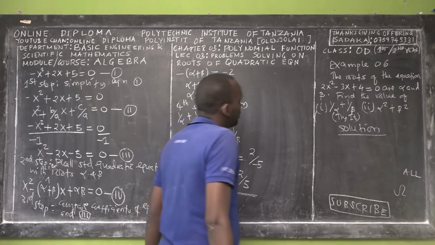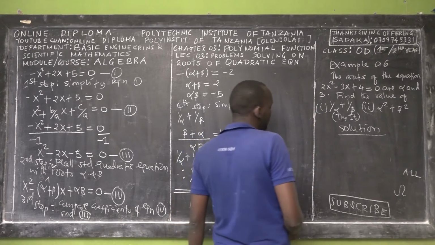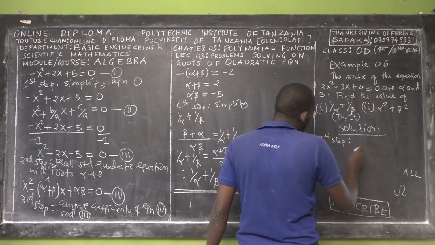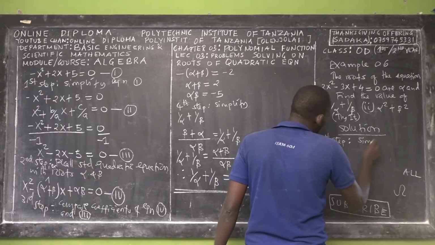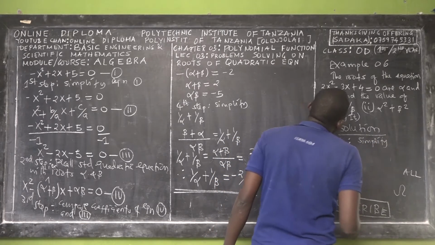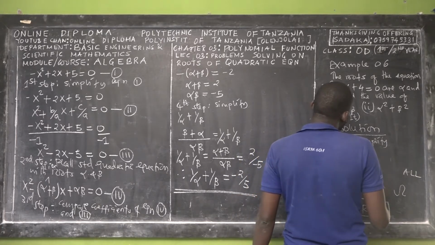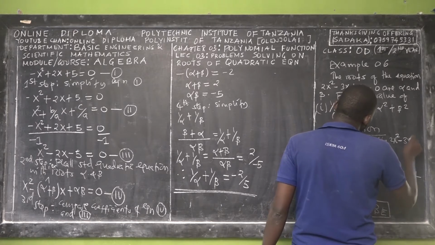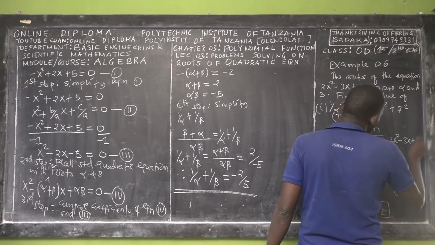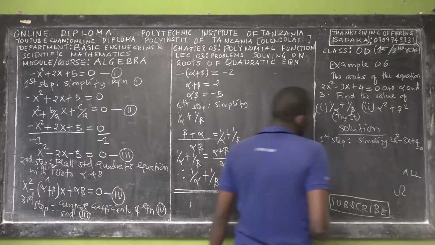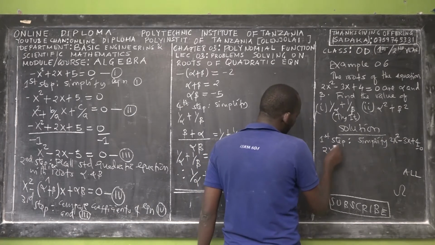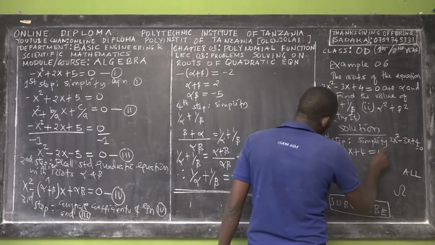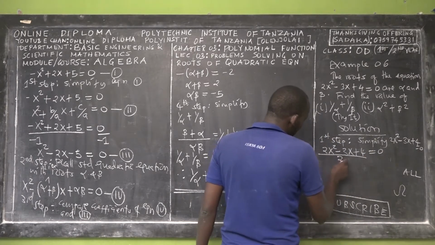The solution will be given for this quadratic equation. So you have to follow all the steps that I taught you. Let's say, simplify the given quadratic equation 2x squared minus 3x plus 4 is equal to 0. So how do we simplify? We have 2x squared minus 3x plus 4 is equal to 0, so divide by 2.